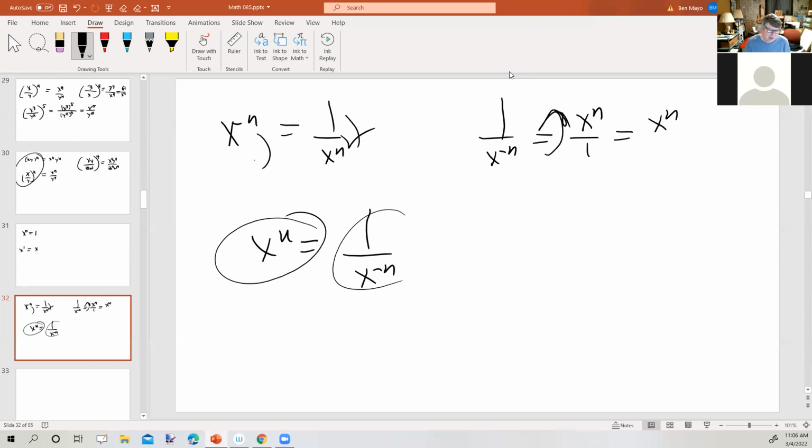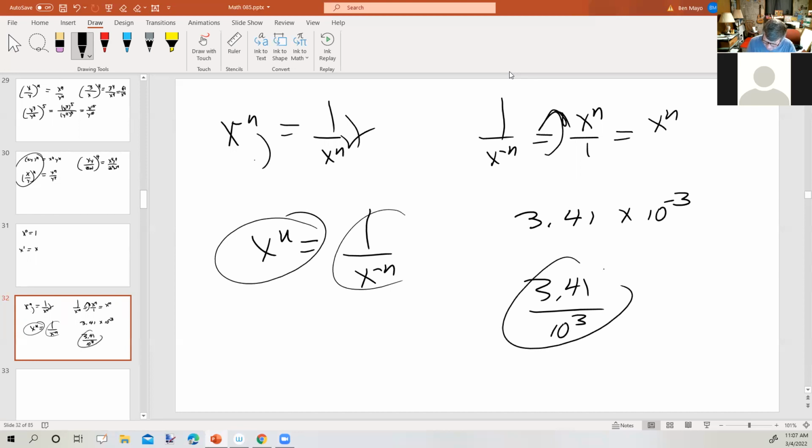Okay. The exception would be scientific notation. If you've got like 3.41 times 10 to the negative 3 power, that's in scientific notation. Unless it asked for something different, you'd leave it like that. You wouldn't rewrite it like this. Okay. That's equivalent, but that's not scientific notation. Yes. Okay.